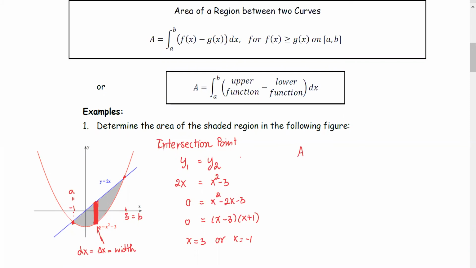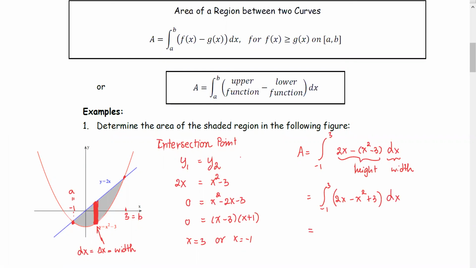To find the area A, set up the integration. From lower limit negative 1 to upper limit 3. The upper graph, in this case, is 2x. The lower graph is x squared minus 3, with respect to x. The integrand forms the height of this bar. And the dx is the change in x, or the width of each bar. Simplify a little bit more for the integrand. We have 2x minus x squared plus 3, with respect to x.